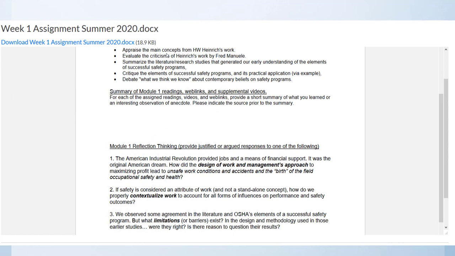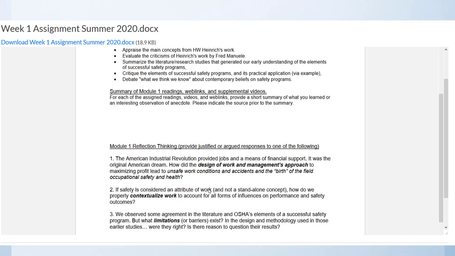When you click on the assignment, I provided you with the learning objectives for the week, just in case you didn't look at them. Here I provide a summary of all the reading web links, so this will be consistent throughout the whole course. What I want you to do is indicate what you're reviewing, provide your review, and then go to the next one. And then I want you to choose one of the 3 here. These were all important aspects, reflective concepts that I want you to think about and talk about.